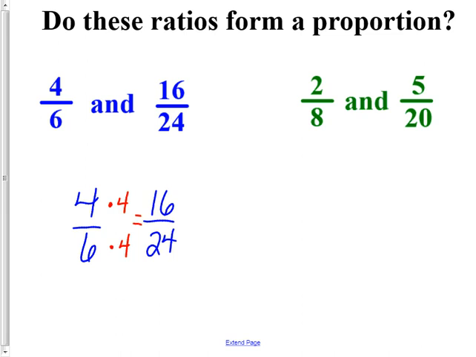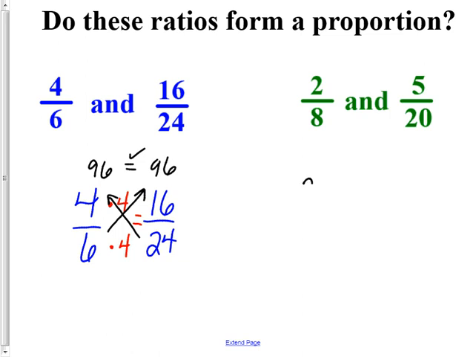You also could have used cross products. 6 times 16 is 96, and 24 times 4 is also 96. So the cross products are equal, therefore those two ratios are equal and form a proportion.